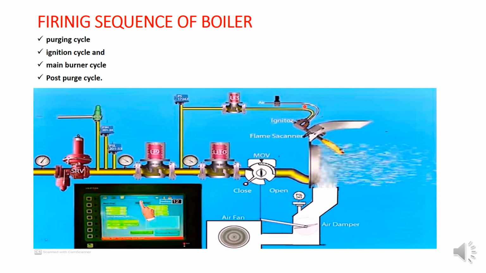The next requirement is oxygen or air. A small amount of air from this FD fan will be supplied inside the pilot burner. Now the diesel oil solenoid valve is already open, so diesel is going inside the pilot burner, and air is already there. So what do we require? Ignition. For the spark inside the pilot burner, there is an ignition transformer.